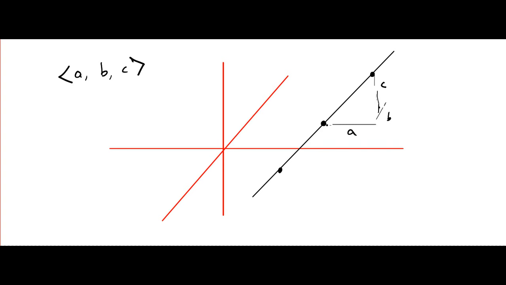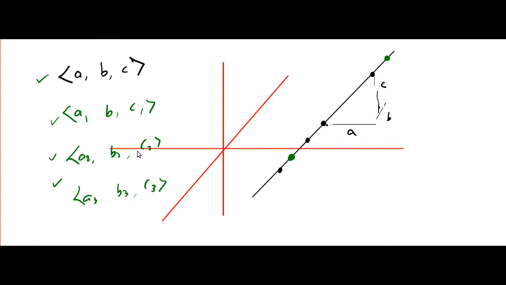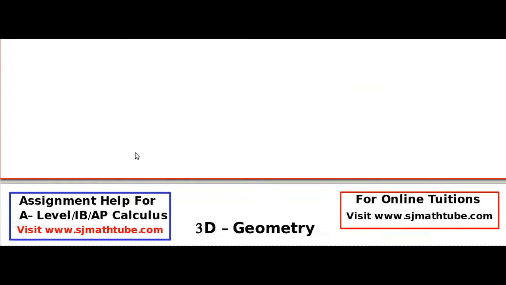For example, if I take other 2 points, I can take 2 points here. Someone else may take 1 point here and another point here. So every time I'll get some sort of values for A, B, C. I'll get A1, B1, C1. Another time I'll get A2, B2, C2. Another time I'll get A3, B3, C3. But remember, we have an amazing property. All these values will be multiples of each other. Or more mathematically, I'll put it like this. They are proportional quantities.